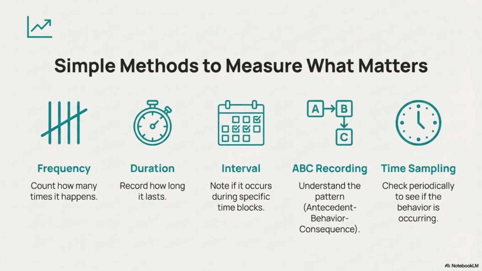Method 3. Interval recording. Record only if the behavior occurs during specific intervals of time. You check every 10 minutes to see if the behavior is happening right then. This gives you a representative sample without having to watch continuously. Method 4. ABC recording. Record what happens before and after each instance of the behavior. This is what you learned in Part 1. Use ABC recording when you're trying to understand the function of behavior.